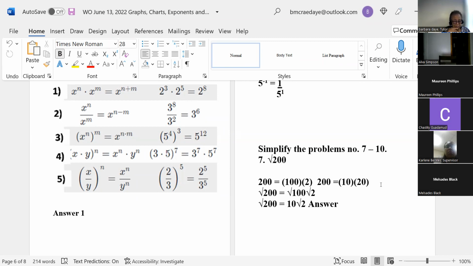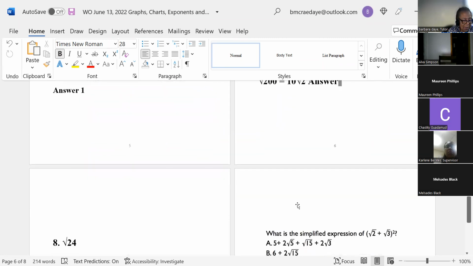Instead of the square root of 100 times the square root of 2, you have 10 times the square root of 2. Now this is as simple as you can get it, because 2 is a prime number, and prime numbers are never perfect squares. Like 3, no perfect square root. 5, no perfect square root. 7. But 9 is a perfect square because it's not a prime number. Questions?